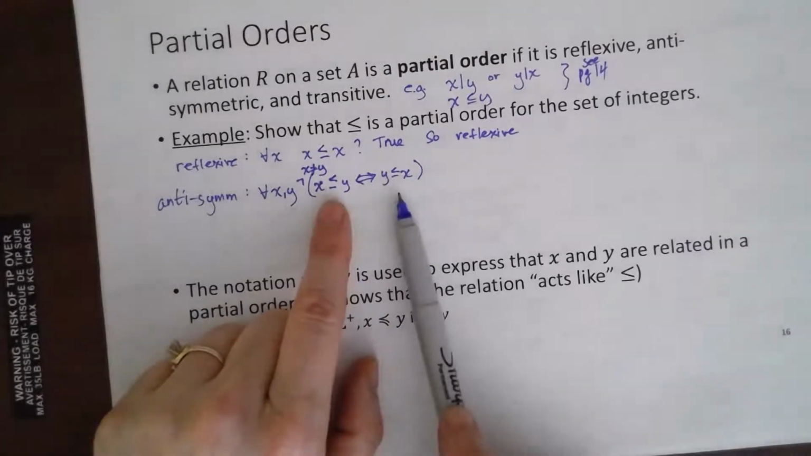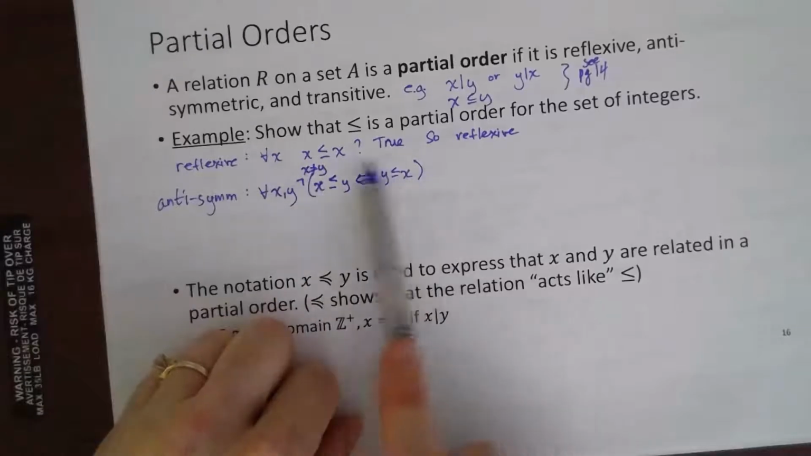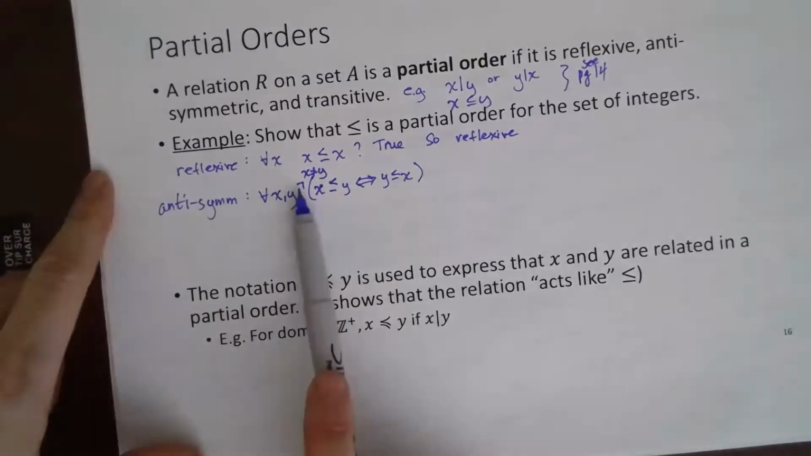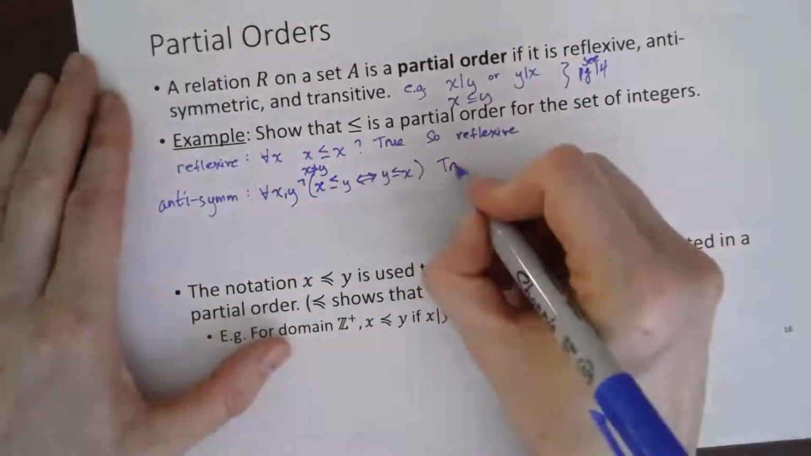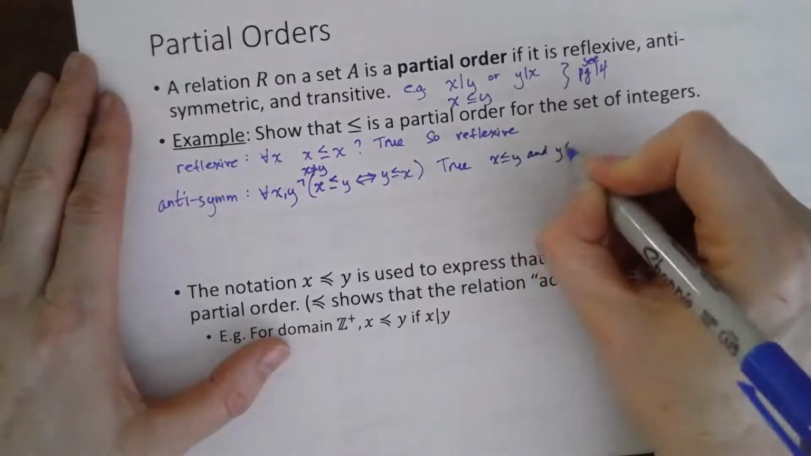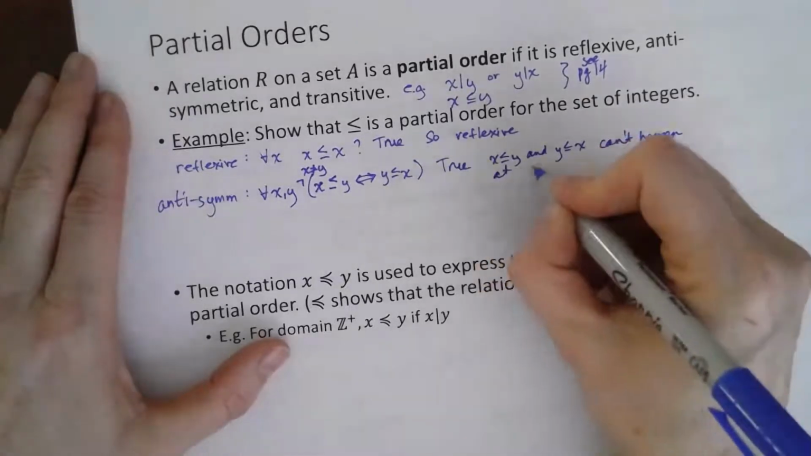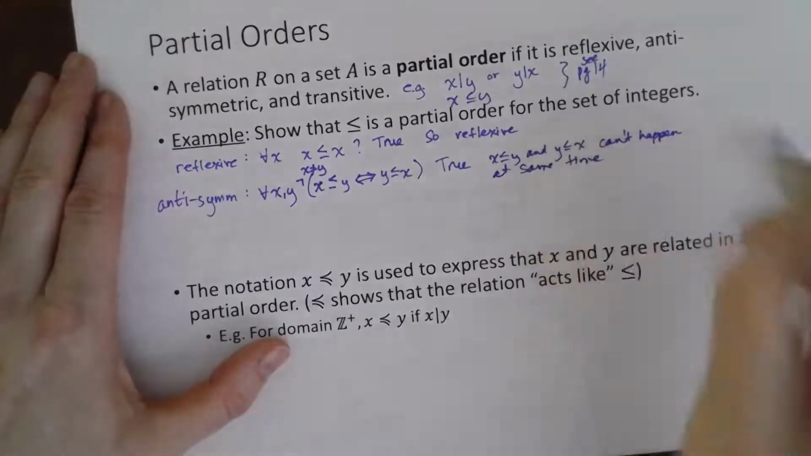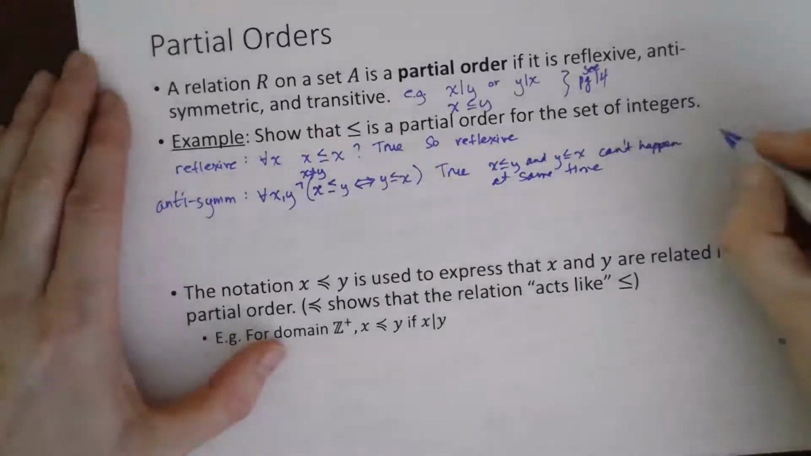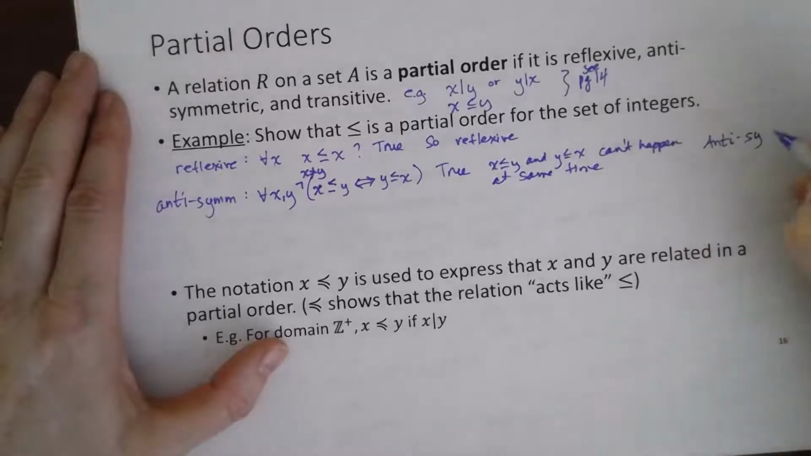Could these both be false at the same time? There's no way for them to both be true at the same time, and there's no way for them to both be false at the same time. So the biconditional will always evaluate to false, and then not false is true. So this is true, and basically that's because x less than or equal to y and y less than or equal to x can't happen at the same time. Okay, so this is antisymmetric. That's always true.